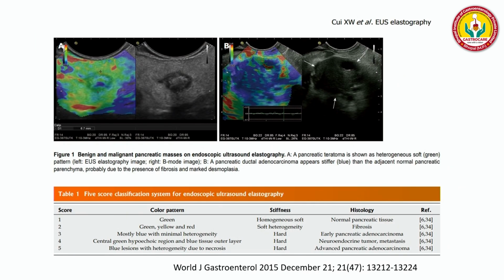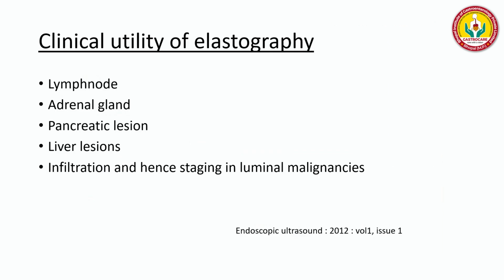Here is how the elastography picture looks. The more green, the softer and more non-malignant; the more blue, the more likely it is malignant. This is helpful clinically in deciding exactly which area the biopsy should be taken from, and it decreases the number of passes. Presently its clinical utility is in lymph node sampling, especially adrenal and some pancreatic lesions, and whenever we suspect an infiltration, and hence in the staging of luminal malignancies.